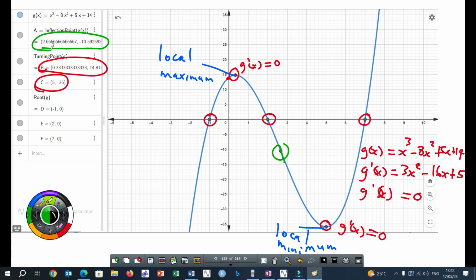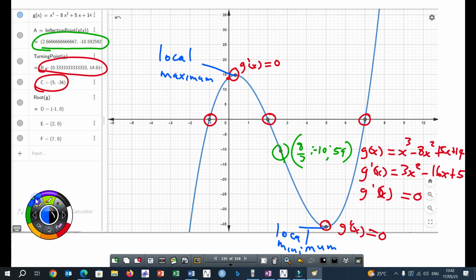2.66, which is the same as 2 2/3, which is 8 over what? 3. So here, x is 8 over 3, and y is what? Okay, let's put here minus 10 comma minus 10.59. Okay, that's the point of inflection.